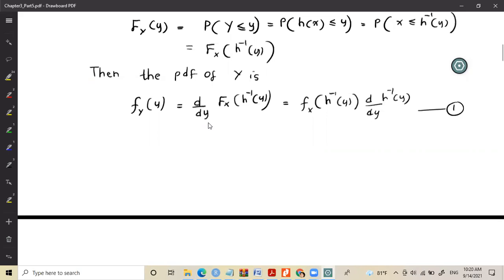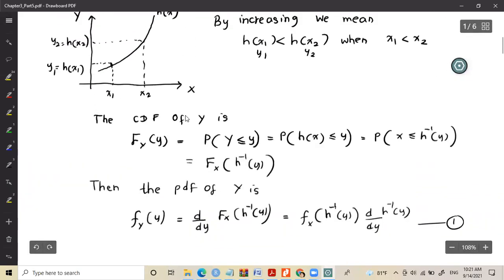We'll leave this for a while and look at the second case. Then let's come back and combine them together to get the final result of the theorem. Is it clear up to this point? Do you have any questions? Anything you want me to repeat?